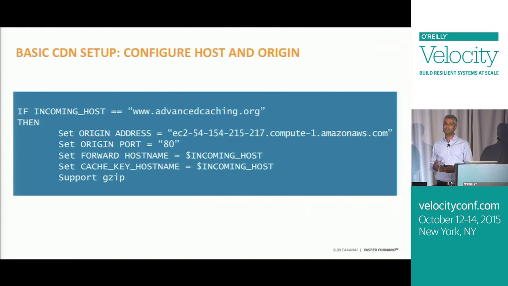In this case, I want some place to go to fetch the object if it's uncacheable or if I need to revalidate it. The origin port. I'm going to set the forward host name because my EC2 instance will only respond to www.advancedcaching.org. And I'm going to explicitly set the cache key to be the host name www.advancedcaching.org. So going back to the cache key setup, what it tells the CDN is use the combination of host, the path, which is the directory and file name structure, and any query strings by default as the cache key for that particular entry.